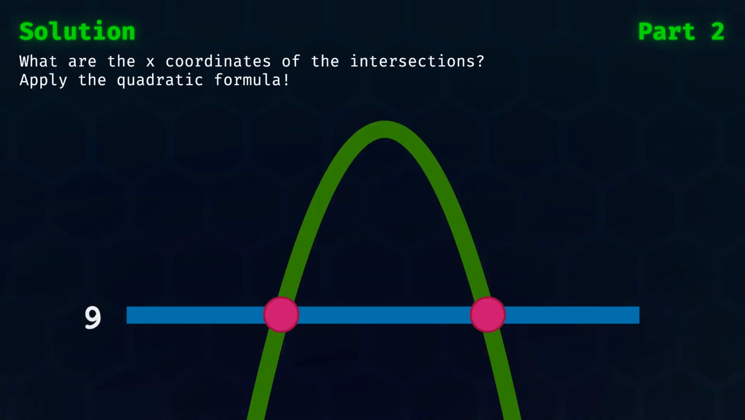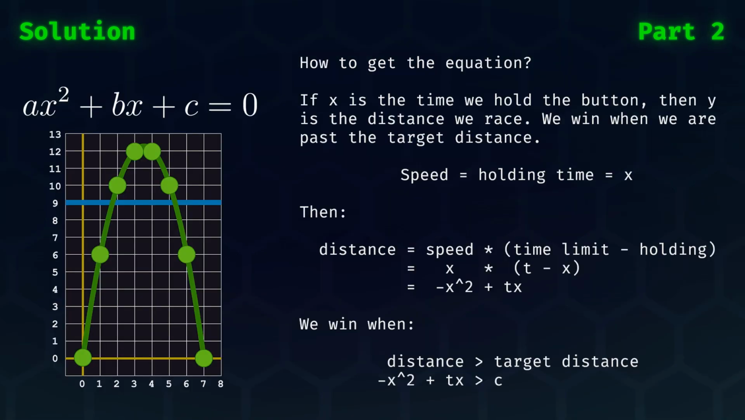To work this out, we need to know where the blue and the green lines intersect. To do this, we apply the quadratic formula. But of course, to make this work, we need to figure out what the equation of the green line is. How do we get this equation?